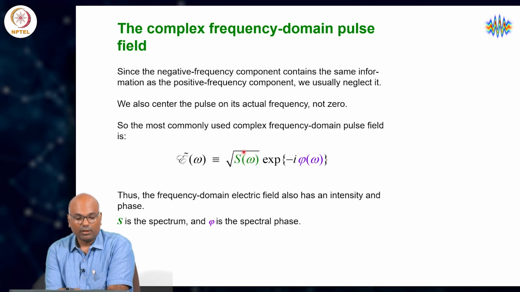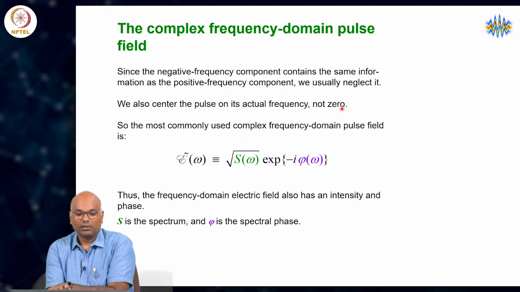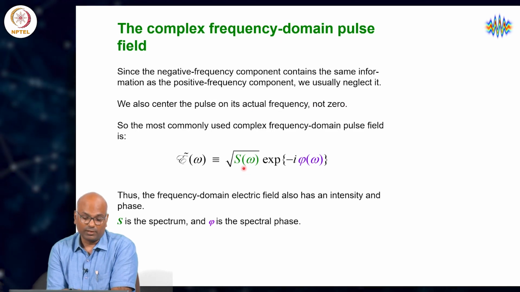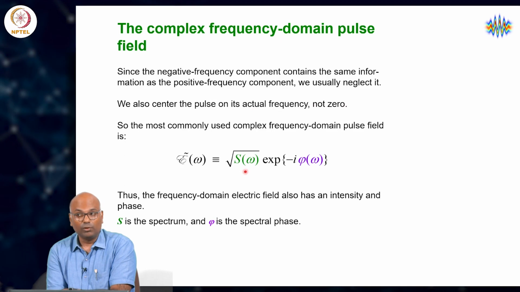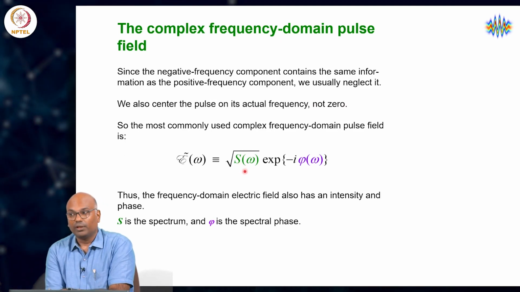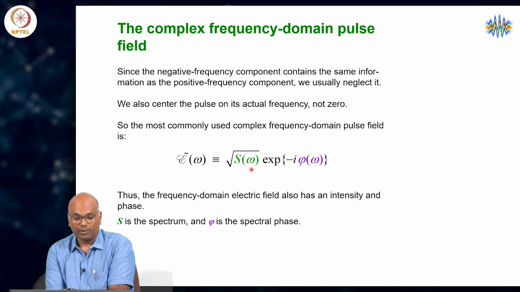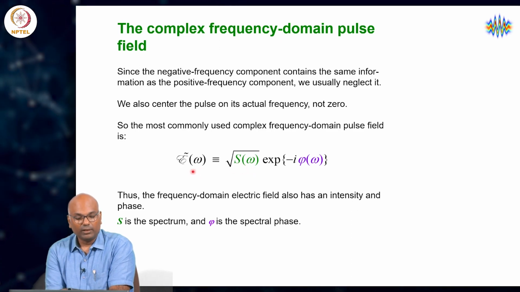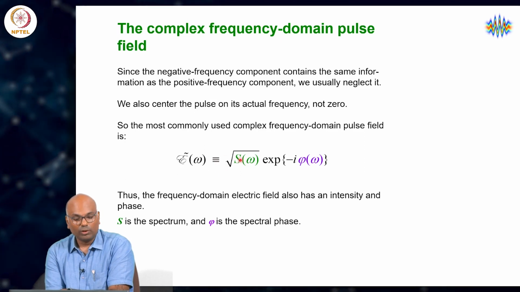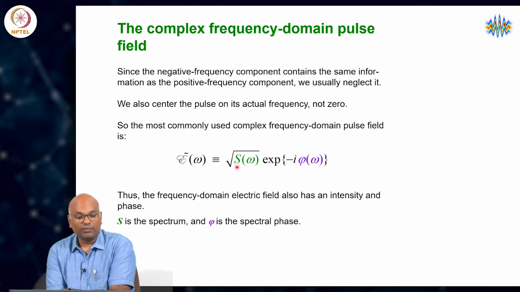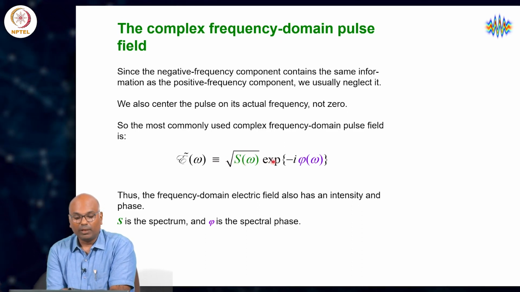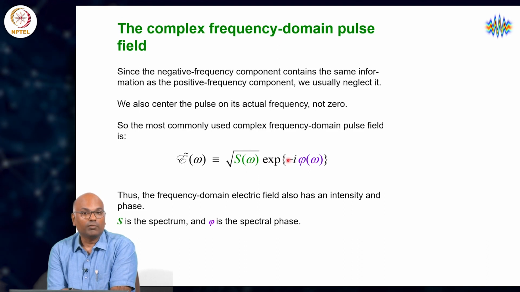If I center the pulse not at its actual central frequency but just center the pulse spectrum at 0, and consider only the detuning of the actual frequency from the central frequency omega naught. If we do that, then E tilde of omega is per definition the square root of the spectral intensity function, or the power spectrum as it's sometimes called, S of omega, multiplied by exponent of minus i phi of omega.